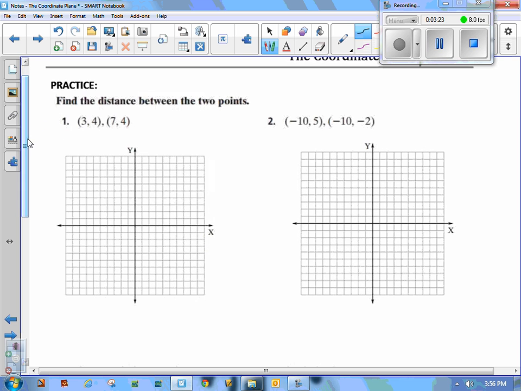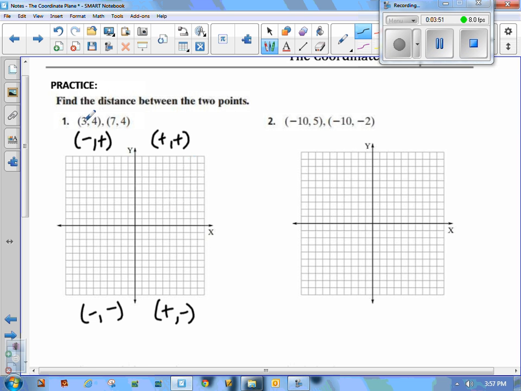So let's practice. Here we have to plot the points. I'm going to remind you again, quadrant 1 is positive, positive. Quadrant 2, because it goes counterclockwise, is negative, positive. Quadrant 3 is negative, negative. And quadrant 4 is positive, negative. We always start at the origin. So here I have 2 positives, and here I have 2 positives. That tells me both those points should be in quadrant 1.